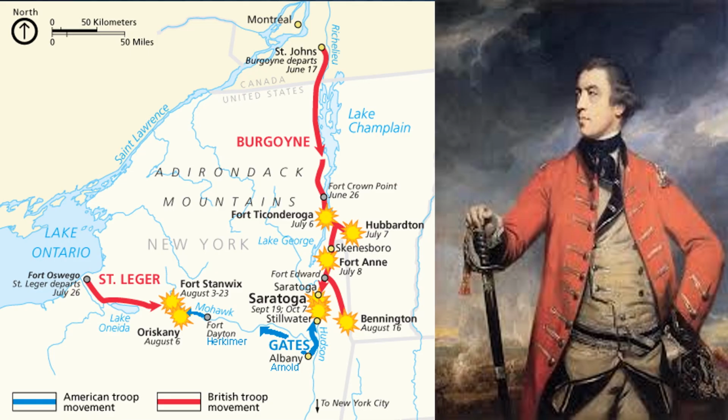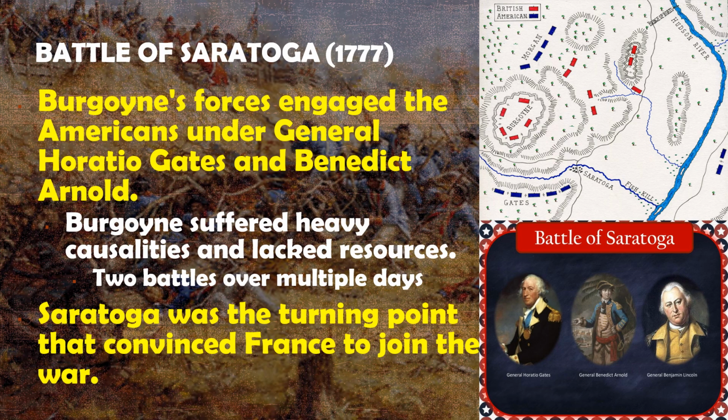As you can see on this map right here, at the top of the map it says St. John's, and it says Burgoyne departs on June 7th. You see the red arrow going down. That's the area that Burgoyne had to travel to get to Albany, New York. And you can see there were a lot of different fights and skirmishes between the United States and Burgoyne's army. Eventually the biggest fight takes place in Saratoga, which is right outside of Albany.